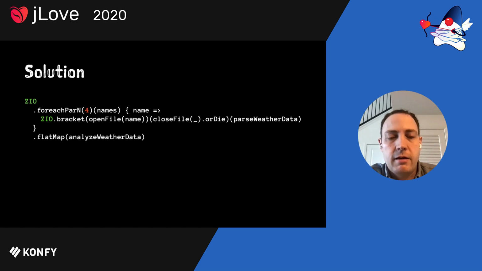Here's the same thing implemented with ZIO. So we're just going to use this foreachParN operator, which is going to perform some workflow in parallel with a maximum parallelism here. And then we're going to use this bracket operator that's going to open a file. And bracket's going to guarantee that when we're done with using the file, we're always going to close the file no matter what. And then we're going to do our analysis here.